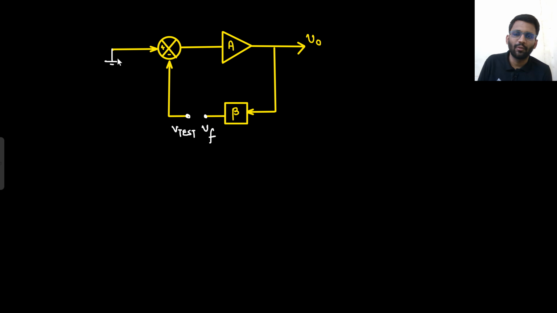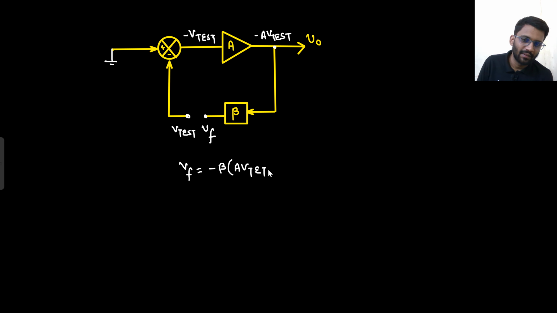So VF by V test. Now what is happening? Input is gone. So this V test is going here, so you get 0 minus V test, which is minus V test. Now minus V test multiplied by A gives A into minus V test, so it will be minus A V test. Now minus A V test will be multiplied with beta. So VF will be minus beta into A V test.